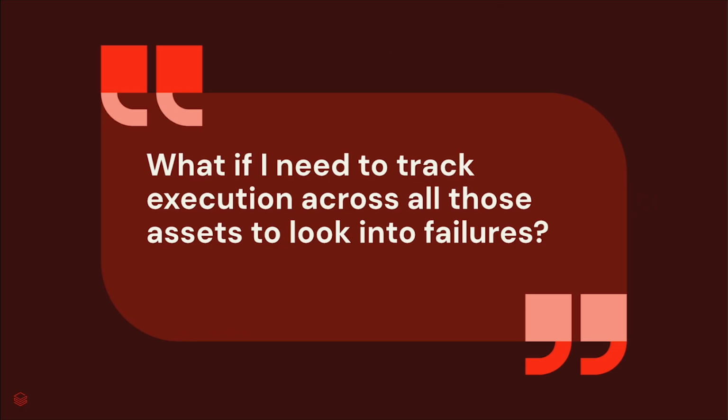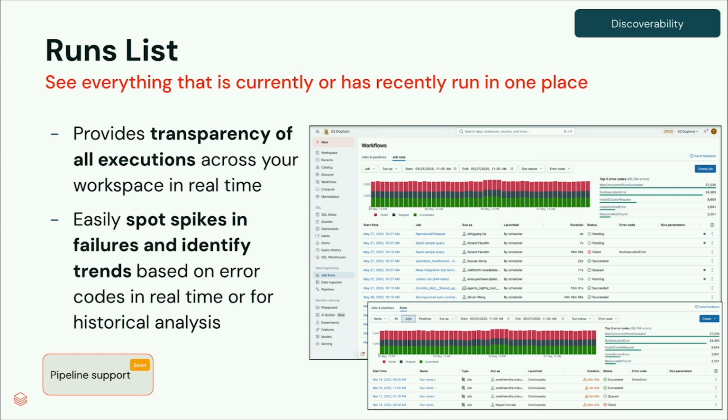What if instead I actually need to track my executions, and I need to be aware of all of the failures that are happening? In that case, we have the runs list. So the runs is a log of all of the executions that are going on in your workspace. Depending on what access you have, as an admin, you will be seeing everything here. You have a great visualization on top to give you a quick indication of what your failure versus success trends are looking like, and you'll easily be able to identify any peaks. What that's further complemented with is the top 5 error codes.